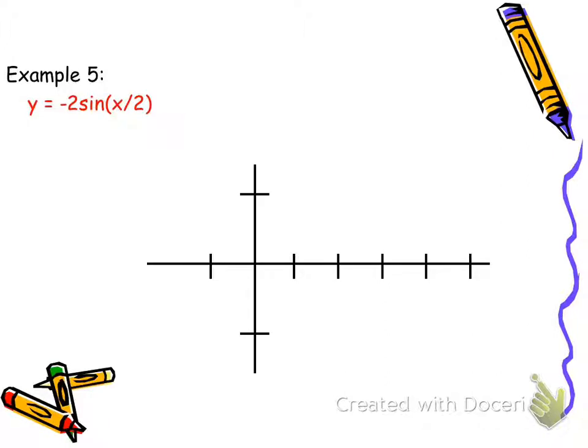This one's a little more complicated. If you didn't write those last ones down, you probably need to write this one. Y equals negative 2 sine of x over 2. Well, this one has a couple things going on, right? This one has an amplitude change. It has an orientation change. And it has a period change.